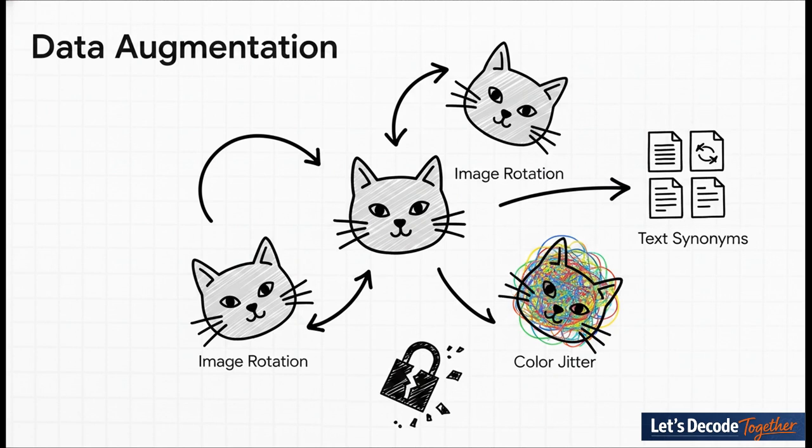By doing this, you are basically giving the model the exact same test, but with the pages printed upside down or in a completely different font. It completely shatters the model's ability to just memorize the pixel layout or the exact word sequence. It is forced to learn the core, underlying features.